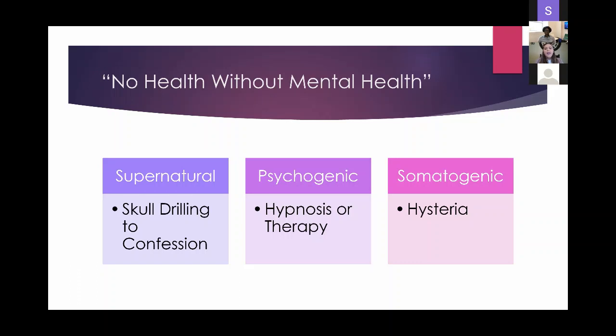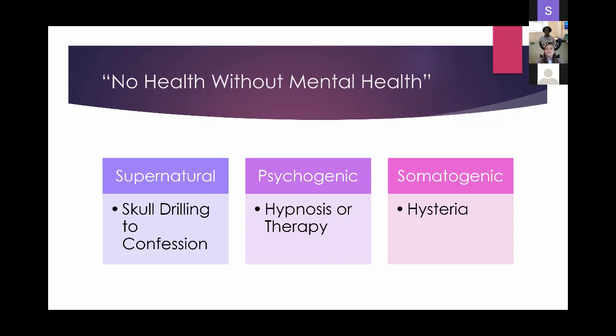The next theory is the psychogenic theory. And so that's the idea that it's all in the mind. All mental health conditions come from the mind and can be treated from the mind. So treatment options on this theory are hypnosis and therapy.